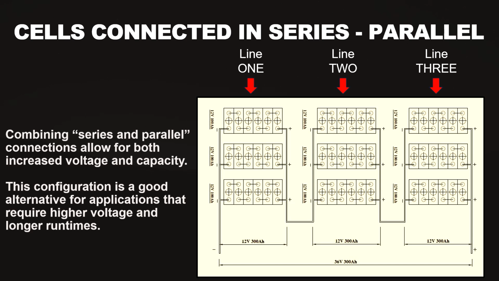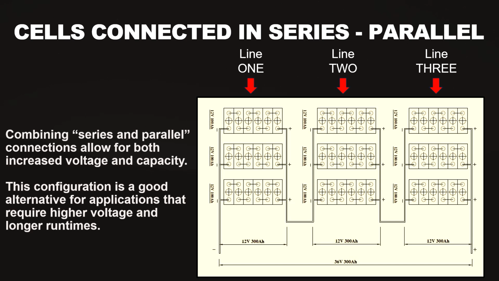I've shown three lines of batteries with each line containing three batteries. You need to connect these batteries in series and parallel. In line 1, you have three batteries connected in parallel, which provides you 12 volts and 300 Ah capacity. The second line has three batteries in parallel, and again you have 12 volt 300 Ah capacity. The third line similarly has three batteries in parallel, each line giving you an output of 12 volt 300 Ah.